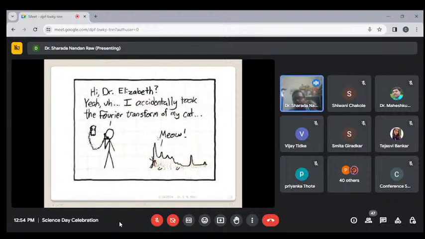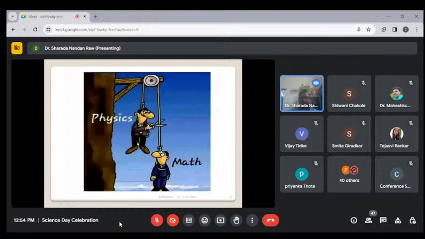And some cartoon. Okay. Hi Dr. Elizabeth, yes, ooh, I accidentally took the Fourier transformation of my cat. Meow. Just like you can see this cartoon I have taken from some newspaper, and this is the relation between physics and mathematics. That is mathematical physics.